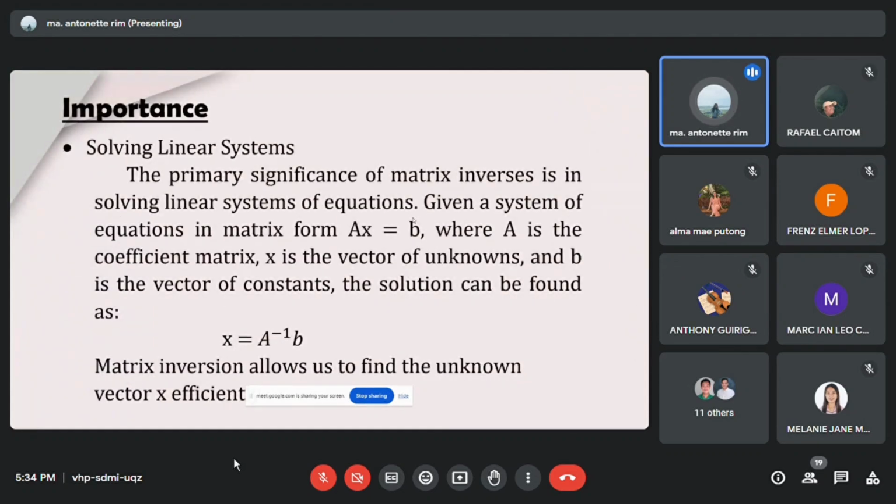Okay, so what is the importance of solving the inverse of a matrix? We can use it in solving linear systems. The primary significance of matrix inverses is in solving linear systems of equations. Given a system of equations in matrix form AX = B, where A is the coefficient matrix, X is the vector of unknowns, and B is the vector of constants, the solution can be found as X = A inverse times B. So matrix inversion allows us to find the unknown vector X.